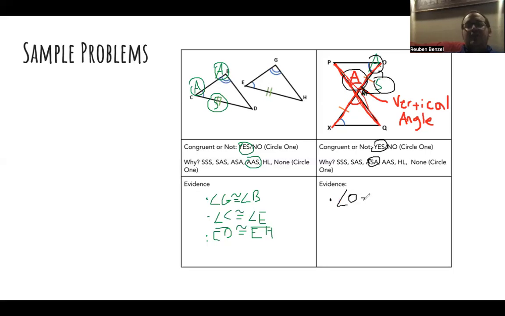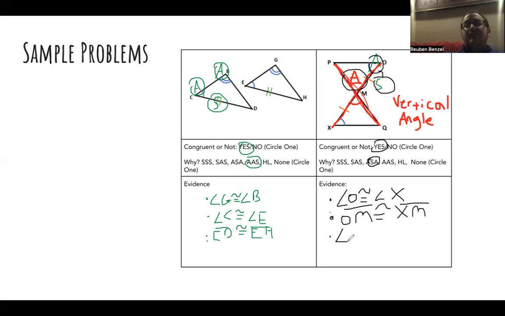So I could say that angle O is congruent to angle X. And let's see, the point in the middle, I believe, is point M. Let me just make sure. I'm just going to erase it a little bit. Yeah, it is M. So I'm going to say that side OM is congruent to side XM. Both of these things are given in the picture. And then I can use those vertical angles in the center.